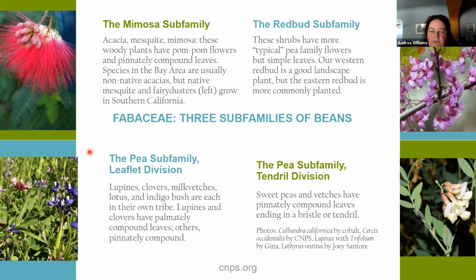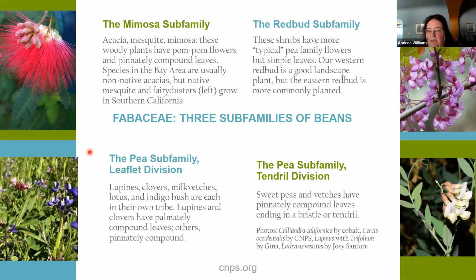The mimosa subfamily, so acacias, mesquites, mimosas, they're usually woody plants. They have pom-pom flowers and pinnately compound leaves. Up here in the Bay Area where I am, they're usually non-native acacias, but down in the southern part of the state, you have some beautiful native mesquite and fairy dusters like we see on the left here, and you should be proud of that.